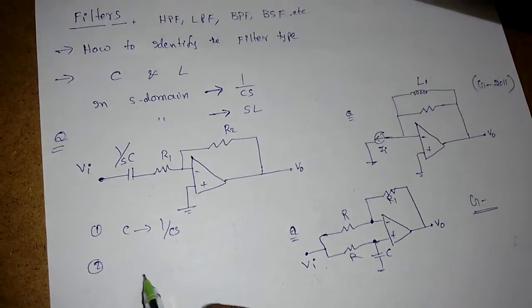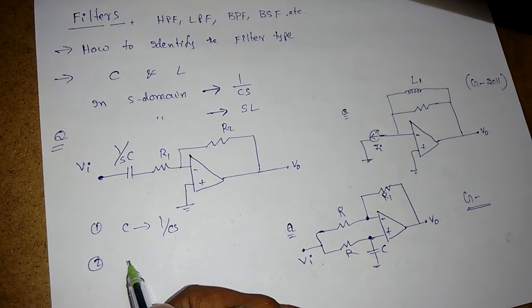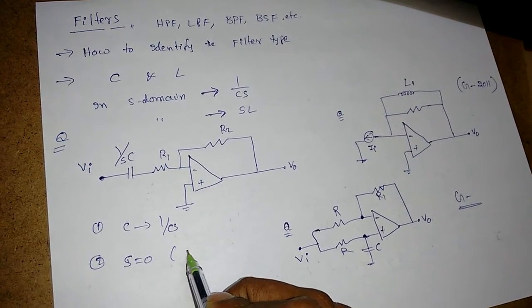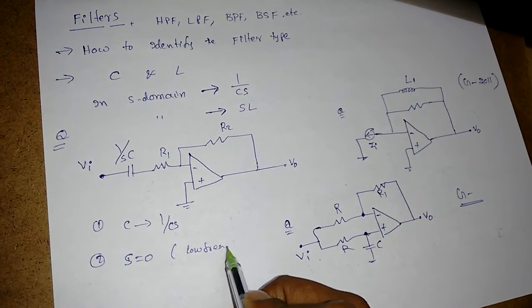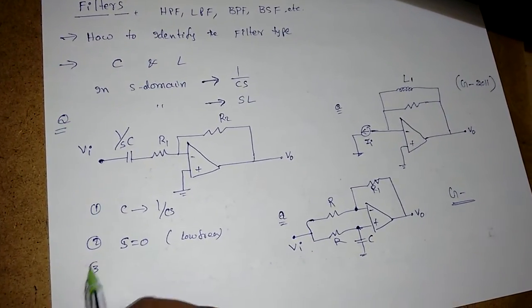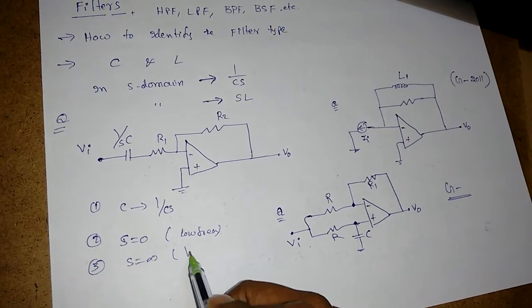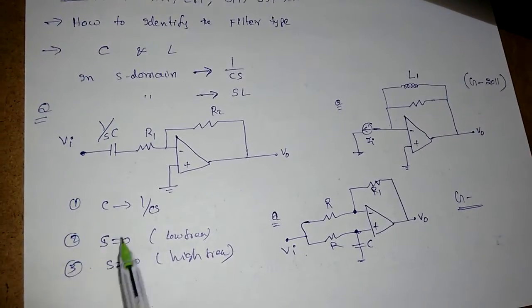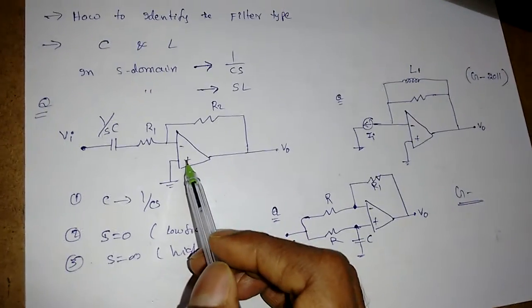Second step is substitute S is equal to 0, that is low frequency. S is equal to j omega, so omega equal to 0. Now step 3 is put S is equal to infinity, that is high frequency. So when you substitute this, see the behavior of this circuit.